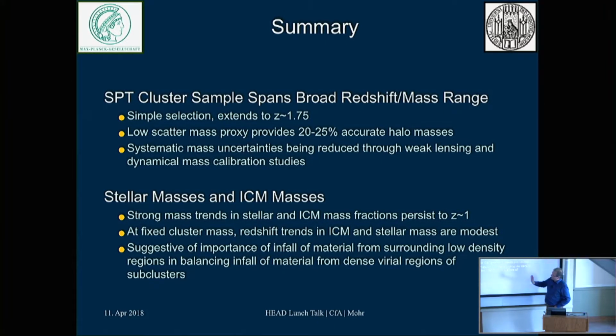We've seen that a long time ago, 15 to 20 years ago, it was established in low redshift clusters. What we know now with this study is that that persists to high redshift, or to redshifts of 1.25 or so. At fixed cluster mass, the redshift trends in ICM and stellar mass are modest, suggestive of the importance of infall material from the surrounding, not just from the subclusters and low mass groups, but also from the surrounding low density material that has basically different properties than we see in the virial regions of each of these structures. Okay, so thank you very much for your attention.